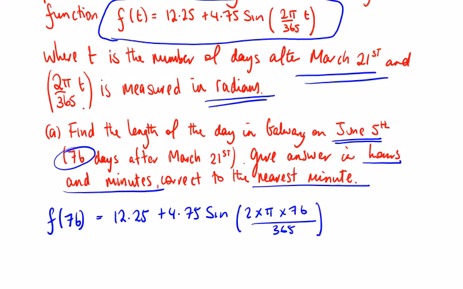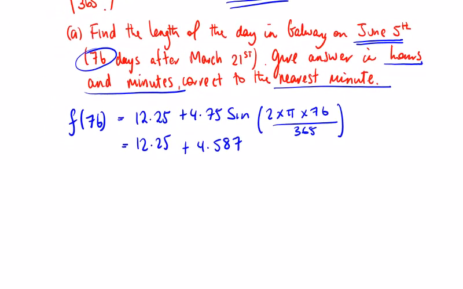That's right, 2 by π by 76 over 365. In radians this is going to give me the second part, 4.587, and I'm adding that to 12.25. That's going to give me 16.837, and that's a decimal of an hour. And if I multiply 0.837 by 60 to get the minutes, I get 50.22 minutes. So we're looking at 16 hours, 50 minutes.